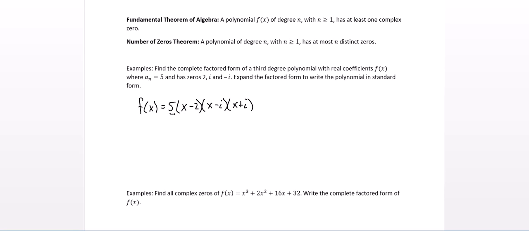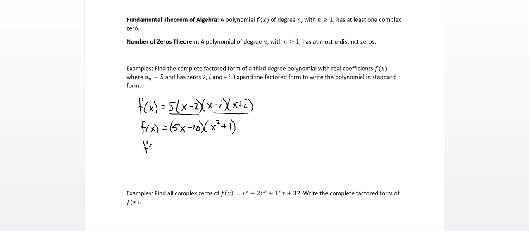So I'm going to multiply two at a time. I'm going to multiply these two, and I'll get 5x minus 10. I'm going to multiply these two. I'll get x times x is x squared. X times i and negative i times x, they're going to cancel out. Negative times a positive is negative. i squared is negative 1, so if I subtract a negative 1.